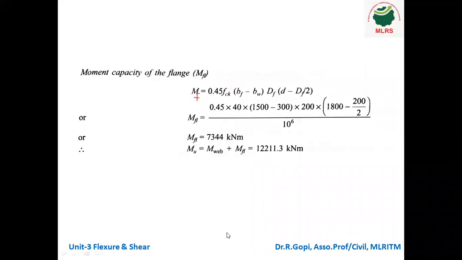Therefore the summation, MU, is equal to M web plus M flange. So we got 7344 plus 4867.33. Finally we got 12211.3 kilonewton meter. This is the overall moment of resistance carried by both flange and web. Okay, students.